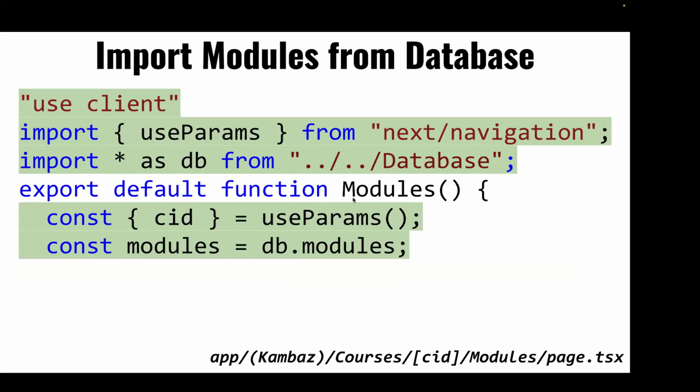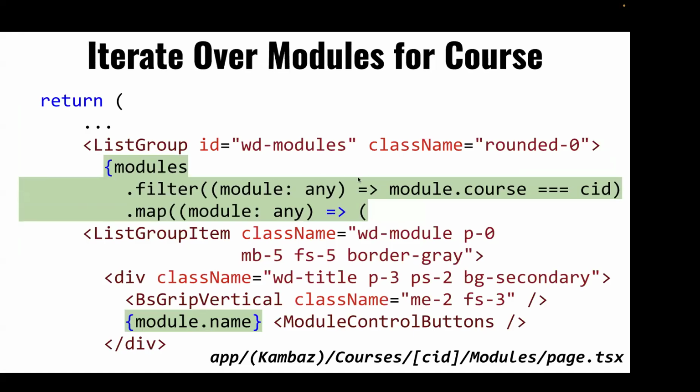So from within the modules, we can grab the params of CID that is encoded in the URL, and then we can use that to look up and filter all the modules that belong to that course, right? Because modules have a field called course. And so we can filter and say, well, I don't want to see all the modules. I only want to see the modules for this particular course. So given the course, iterate over all the modules, look up only the modules whose course is the CID that is encoded in the URL, and then this gives you the subset of modules for this course, right?